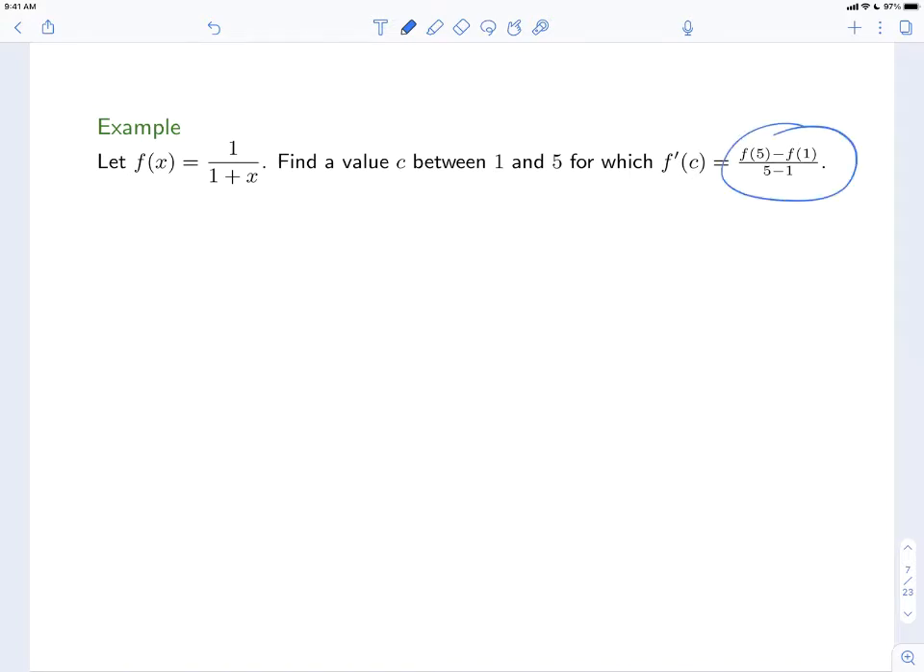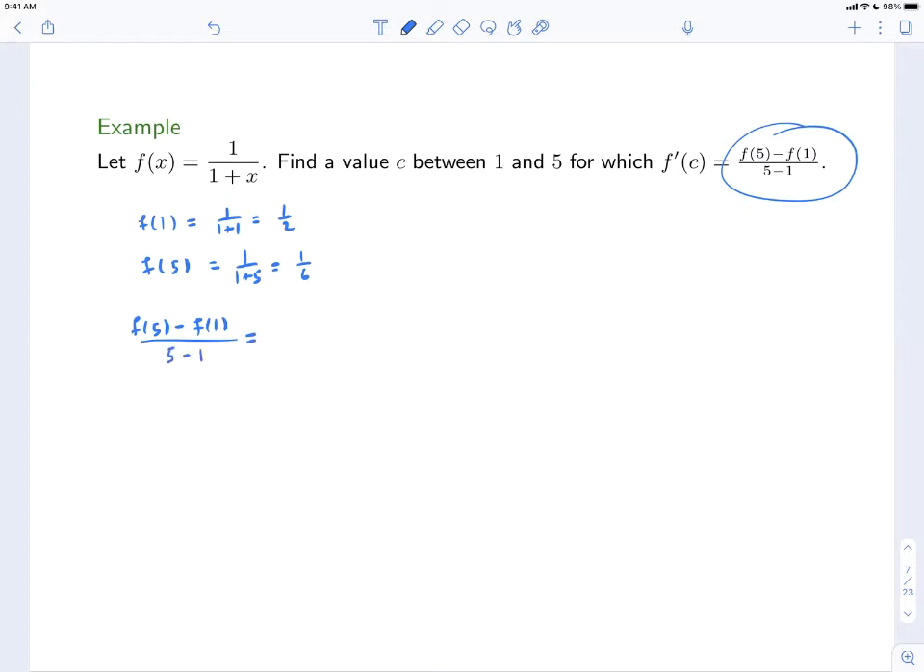So let's go ahead and do that. So let's just compute all of the pieces. So we need f of 1, and that's equal to 1 over 1 plus 1, which is 1/2. And f of 5 is 1 over 1 plus 5, which is 1 over 6. So now we want to compute this quotient. So we're going to compute f of 5 minus f of 1 over 5 minus 1.